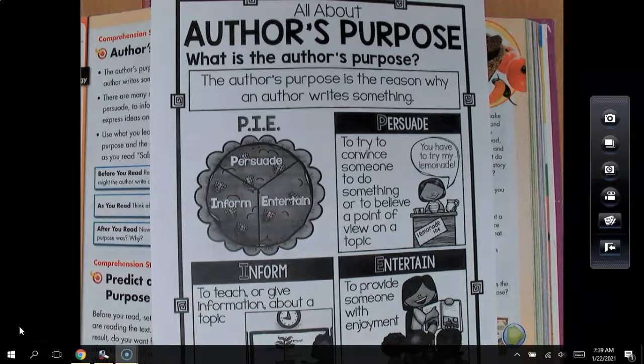So persuade is to try to convince someone to do something or to believe a point of view. Some of you might try to persuade your friends to go play a game, okay, at recess. So that's what persuade means.